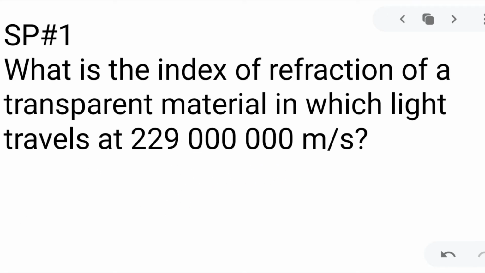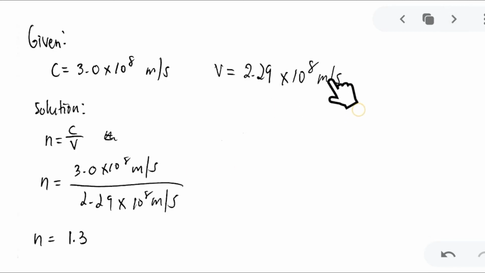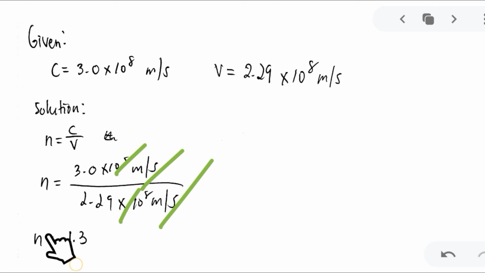That is 229 million expressed in scientific notation, 2.29 times 10 raised to 8 meters per second. Then solution, substitution. Index of refraction is equivalent to the speed of light in a vacuum over the speed of light in a given material. So you will have here the speed of light, c, in a vacuum, which is 3.0 times 10 raised to 8 meters per second, and then the speed of light as it bends in the ice is 2.29 times 10 raised to 8 meters per second. Then cancel, since they have the same exponent, 10 raised to 8, and meters per second cancel as well. Then divide 3.0 by 2.29, and you will have the index of refraction or refractive index of 1.3.